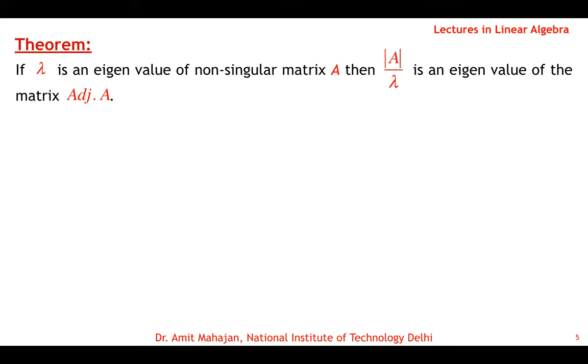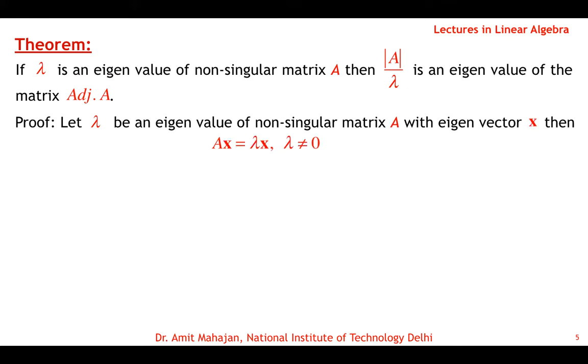If lambda is an eigenvalue of non-singular matrix A, then determinant A by lambda is an eigenvalue of the adjoint A matrix. Okay, so if the matrix is non-singular, that means the eigenvalue is non-zero, so we can easily divide by it. So again to prove this, let lambda, x be an eigenpair, that means lambda is an eigenvalue of non-singular matrix A with eigenvector x, so that Ax is equal to lambda x, and here lambda is non-zero because the matrix is non-singular.